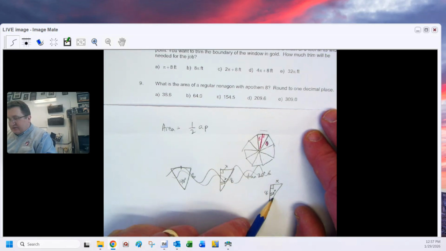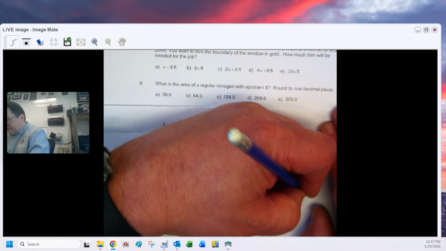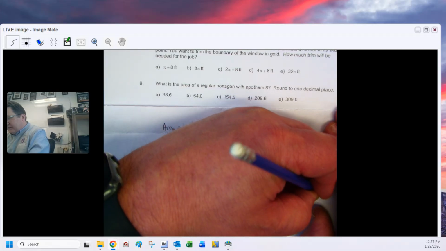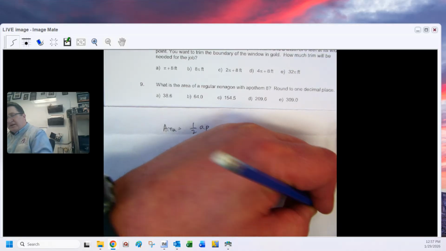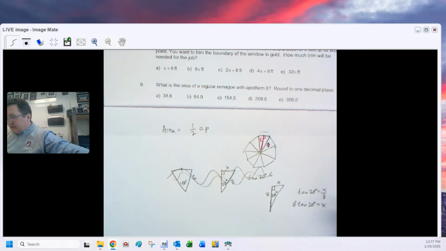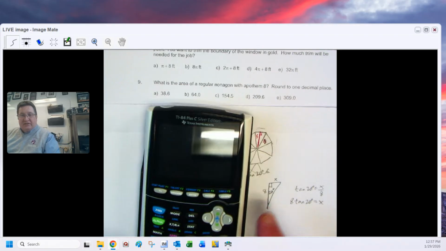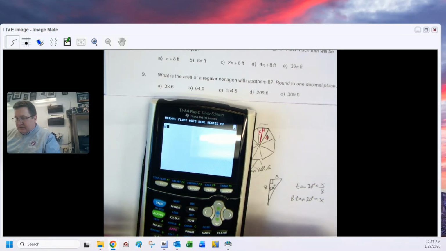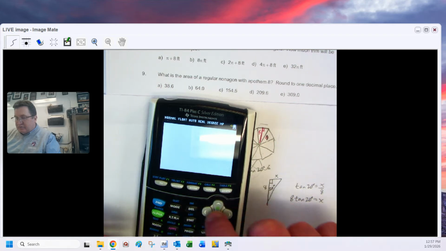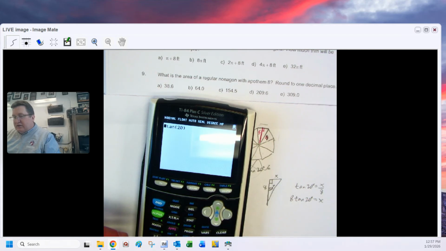So that's a 20-degree angle, and so the tangent of 20 degrees is x over 8. And so 8 tangent 20 is x. To get the answer, we would take 8 tangent 20. Let's make sure we're in degree mode. I am. 8 tangent 20, that's just x, a little piece. So the perimeter is that times 18.